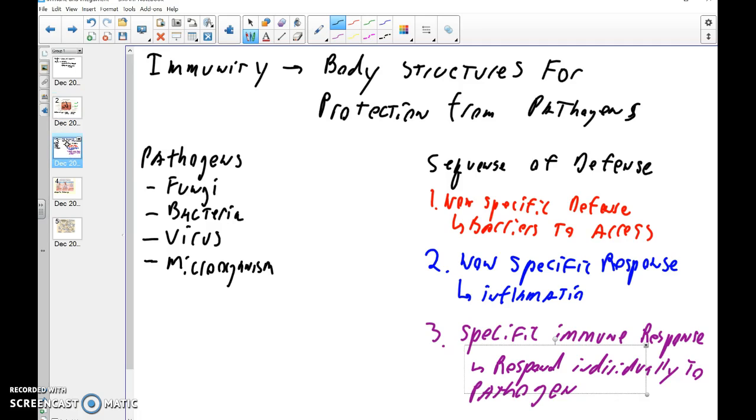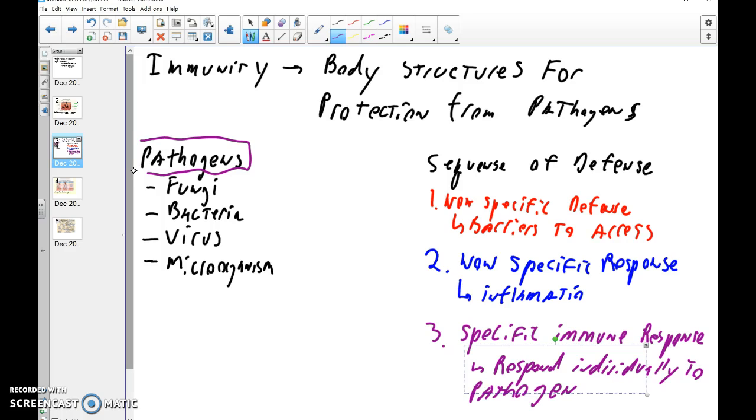So immunity, your immune system rather, is when you have body structures that are there for the protection from pathogens. So breaking down that phrase is going to require a couple of things. The first thing that we want to break down is this idea of pathogens. So pathogens are any type of substance, organism mostly, that will cause an infection in your body. It'll actually damage your cells and potentially destroy your body.